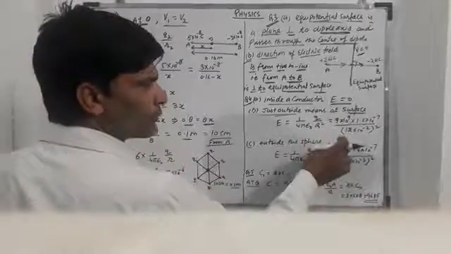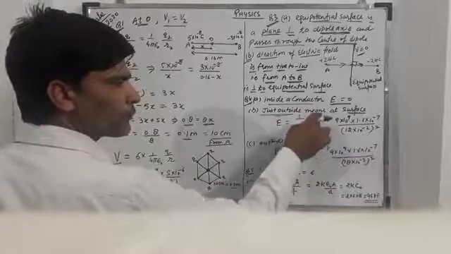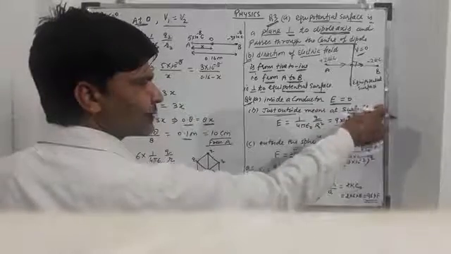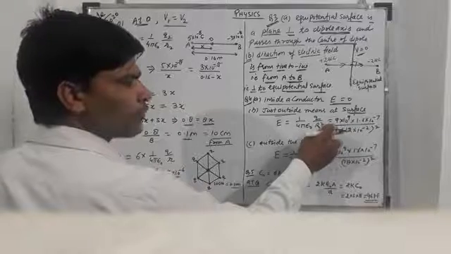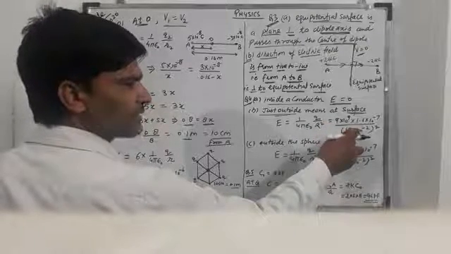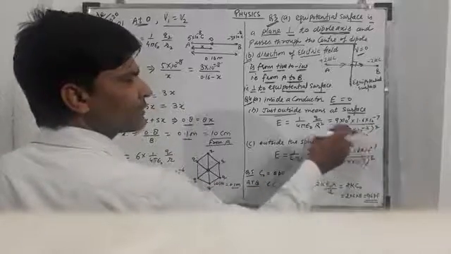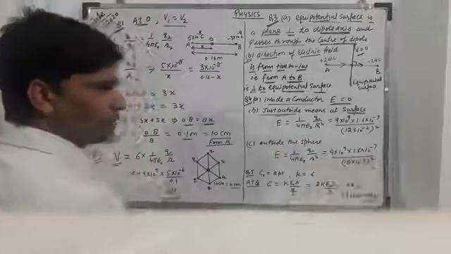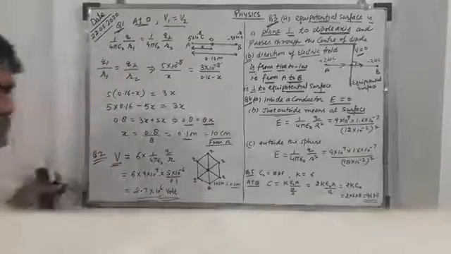So put the values: 9 into 10 to the power 9, this is the value of 1 upon 4 pi epsilon naught. The value of charge is 1.6 into 10 to the power minus 7 and the radius of the sphere is 12 centimeter, that is 12 into 10 to the power minus 2 meter, whole square. By calculating you will get the answer. Now the calculation is here.